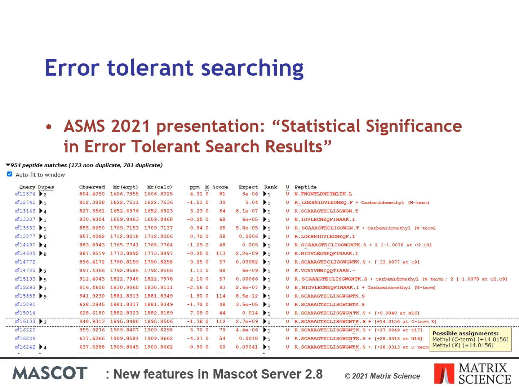Here's a screenshot of search results of an error-tolerant search. The highlighted row is a high-scoring ET match with C-terminal methylation. The expect value column displays the statistical confidence. For more details, have a look at our ASMS 2021 presentation, Statistical Significance in Error-Tolerant Search Results.